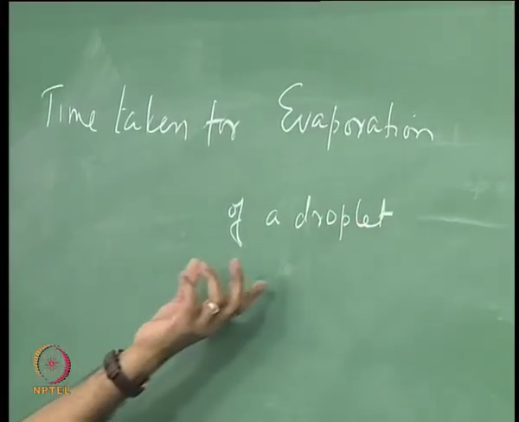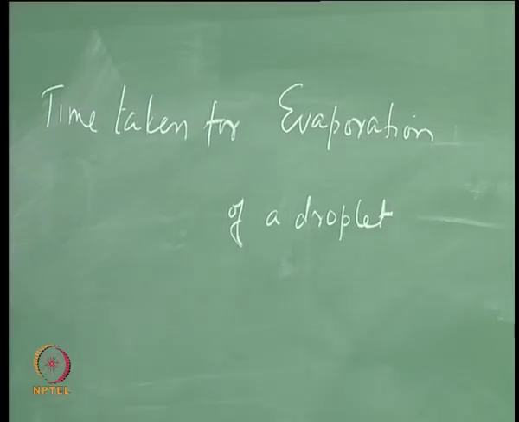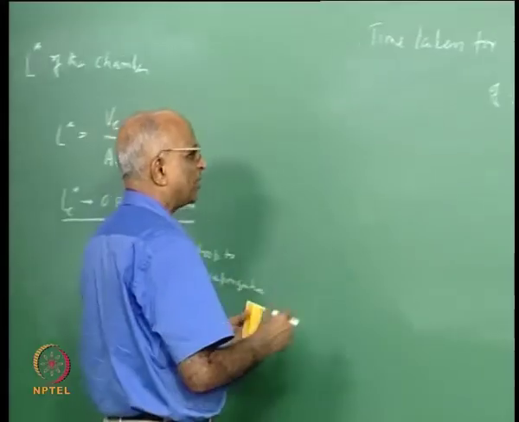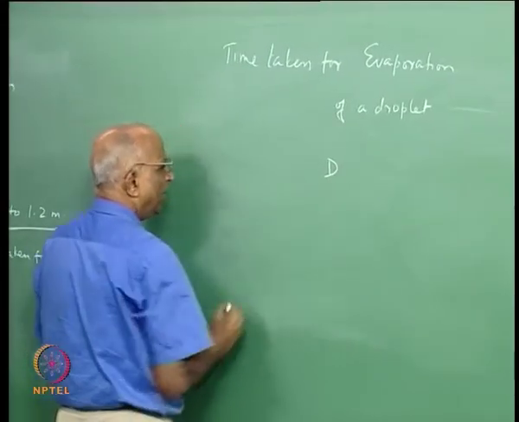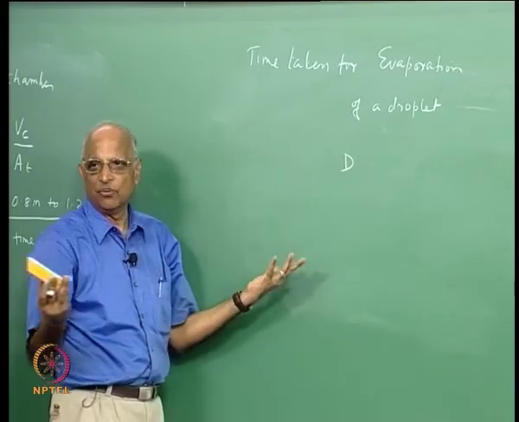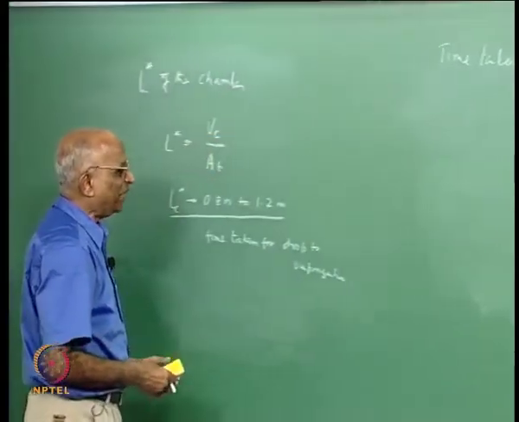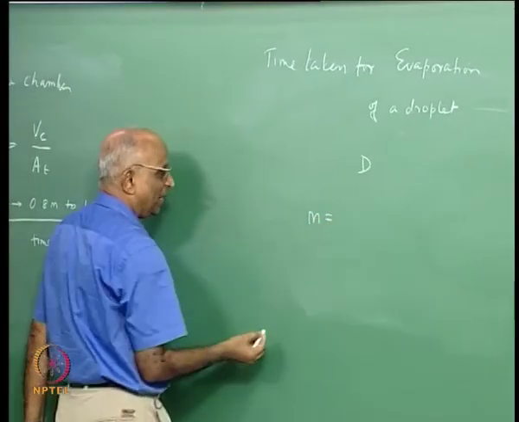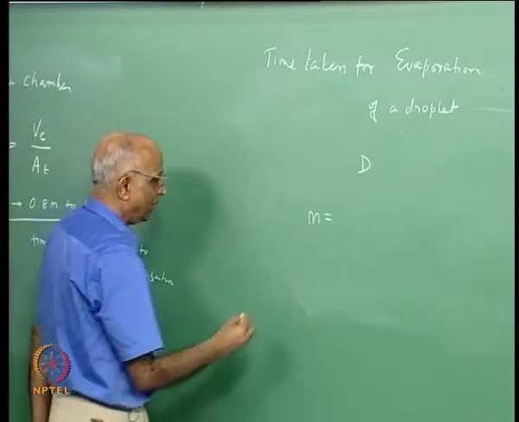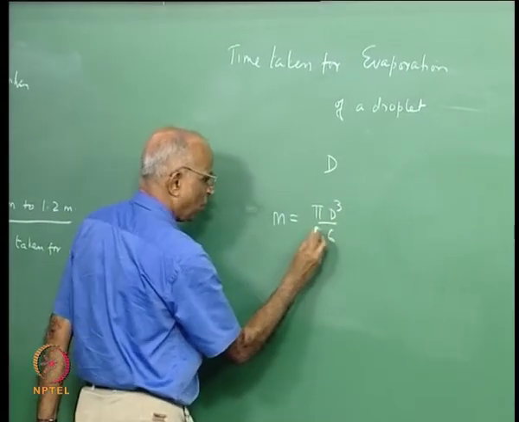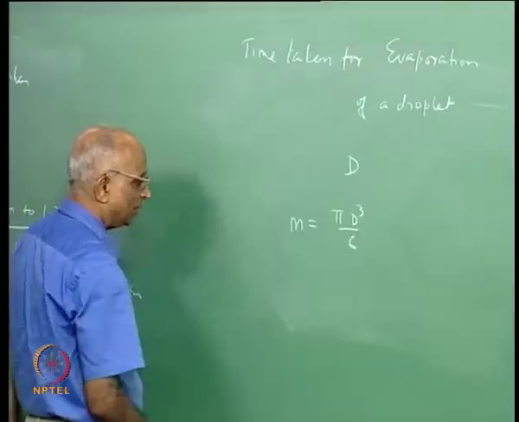Now, I introduce the word droplet. I have a series of droplets which are produced by the injector. I say that the mean droplet size is, let us say, d. I want to find out what is the time taken for the droplet to vaporize. So, immediately I tell myself, well, the mass of the droplet is equal to, let us assume the droplet is spherical, therefore, I have pi d cubed by 6, which is 4 upon 3 pi r cubed, or pi d cubed by 6 is the volume.